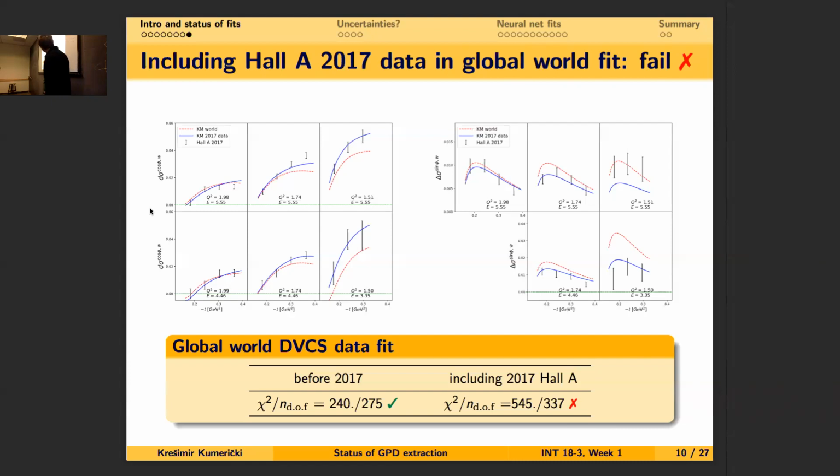And you can see from this that if you take just the 2017 data, it can be fitted. The blue curve is only 2017, and you can fit it. You can consider this a discrepancy, but statistically it's not a problem. However, in the global fit, which is the red curve, the red prediction, then you are wrong. If you want to take global data including 2017, you cannot.